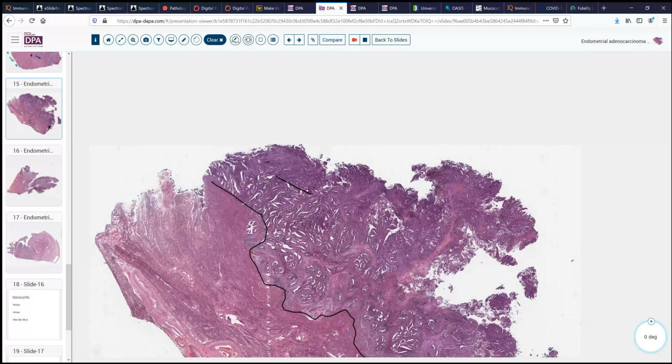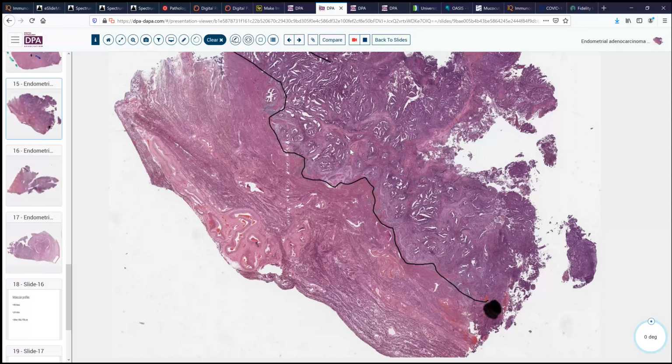Now we can approximate whether or not we're into the outer half in these circumstances, because that is the cutoff for grading 1A versus 1B. And sometimes the vascular plexus here can help you in making that staging determination, because the vascular plexus in the mid-myometrium is usually at least halfway through the myometrium. But here we're sort of right on the border.